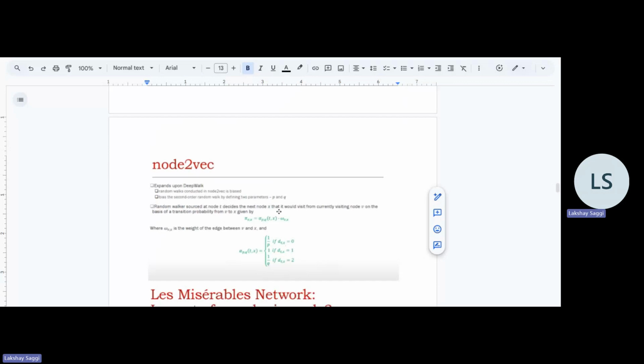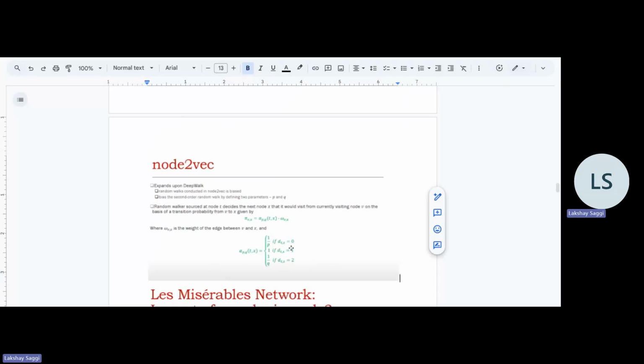And these probabilities can be defined using these parameters P and Q. And this is really not too difficult. Suppose you are at a node V, then for an outgoing edge from V, the edge (V, X), you will have something like a parameter alpha_PQ(T, X) multiplied by the weight between V and X. So essentially this alpha_PQ(T, X) is the main parameter whose value is decided using P's and Q's and the distances.